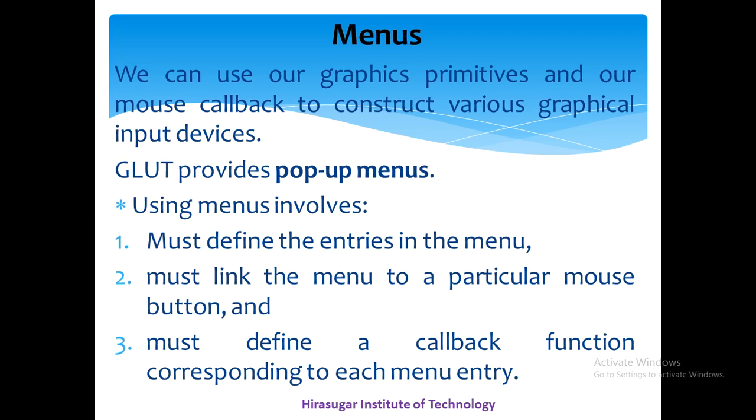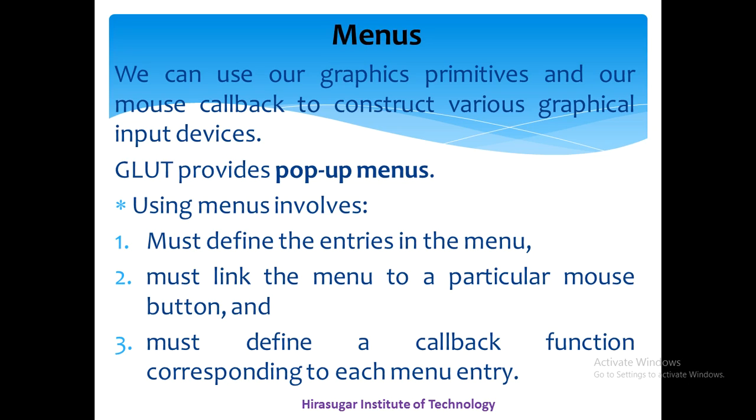Menus. We can use our graphics primitives and our mouse callbacks to construct various graphical input devices. As you have seen, graphical input devices, GIs, means if you see any word and all those things, those are graphical input devices. Means by pressing that one, using a mouse, you are giving an input. By using it like that you have created your GI.